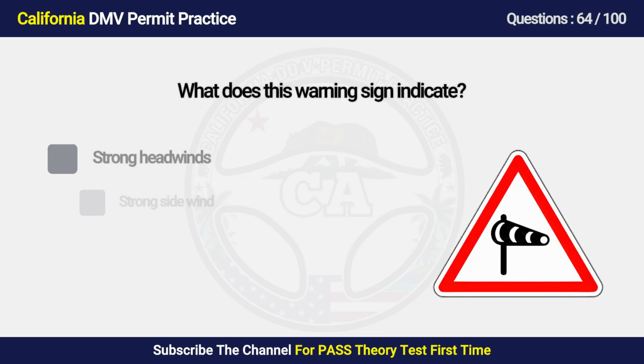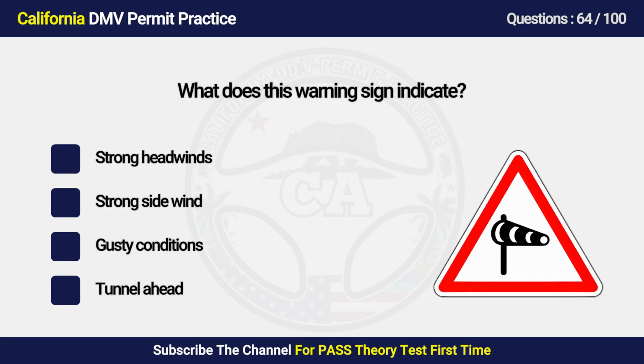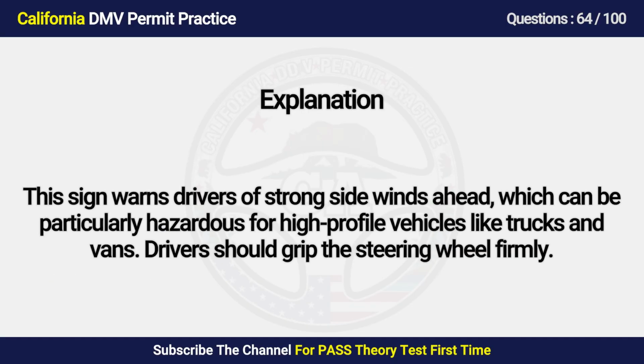Question 64. What does this warning sign indicate? A. Strong headwinds. B. Strong side wind. C. Gusty conditions. D. Tunnel ahead. Answer is B. Strong side wind. This sign warns drivers of strong side winds ahead, which can be particularly hazardous for vehicles like trucks and vans. Drivers should grip the steering wheel firmly.